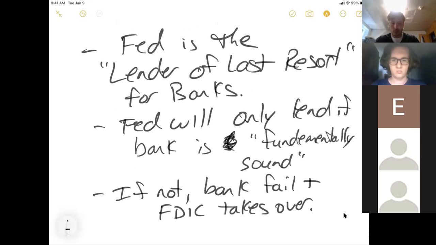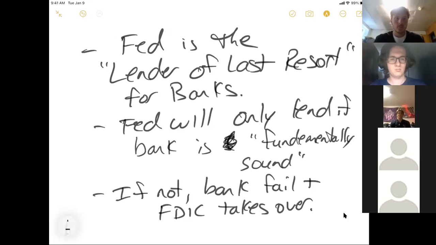So it is not the Fed's job to bail out bad banks. The Fed is there to be a lender of last resort if it's a basically sound bank that just has some short-term problems. But if the Fed makes the judgment that this bank is fundamentally unstable, it's going to let it fail.